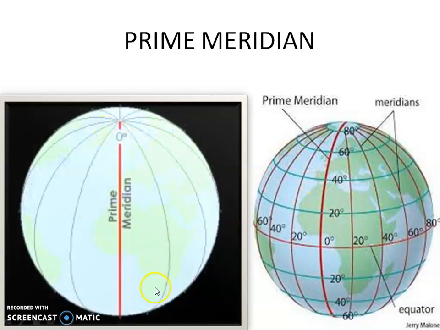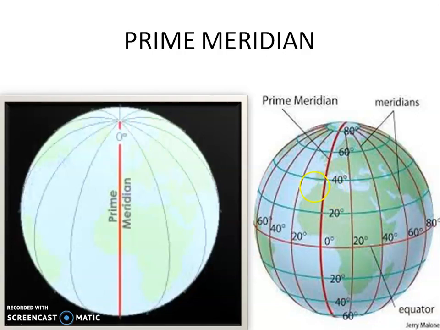And the lines perpendicular to this red line, these are known as longitude, which are the vertical lines in the earth, that is known as longitude. And the exact parallel lines to the equator, those are known as latitude, right? That is horizontal lines, those are known as latitudes, right?